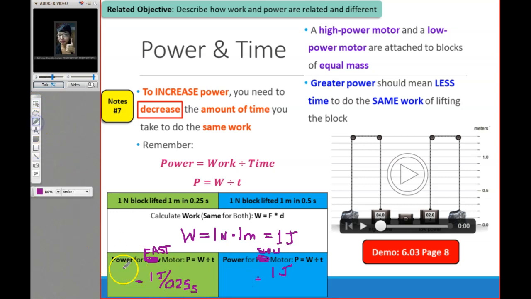1 joule divided by 0.25 seconds, as opposed to on the right, power equals 1 joule divided by 0.5 seconds. Yeah, so this gives me a power of 4 watts. Whereas on the right, what is 1 divided by 0.5? Only 2 watts. All right, so smiley faces if that makes sense. Both of these motors did the same work, but the faster one that did it in less time is more powerful. All right, go ahead, fill in the blank with the word decrease.